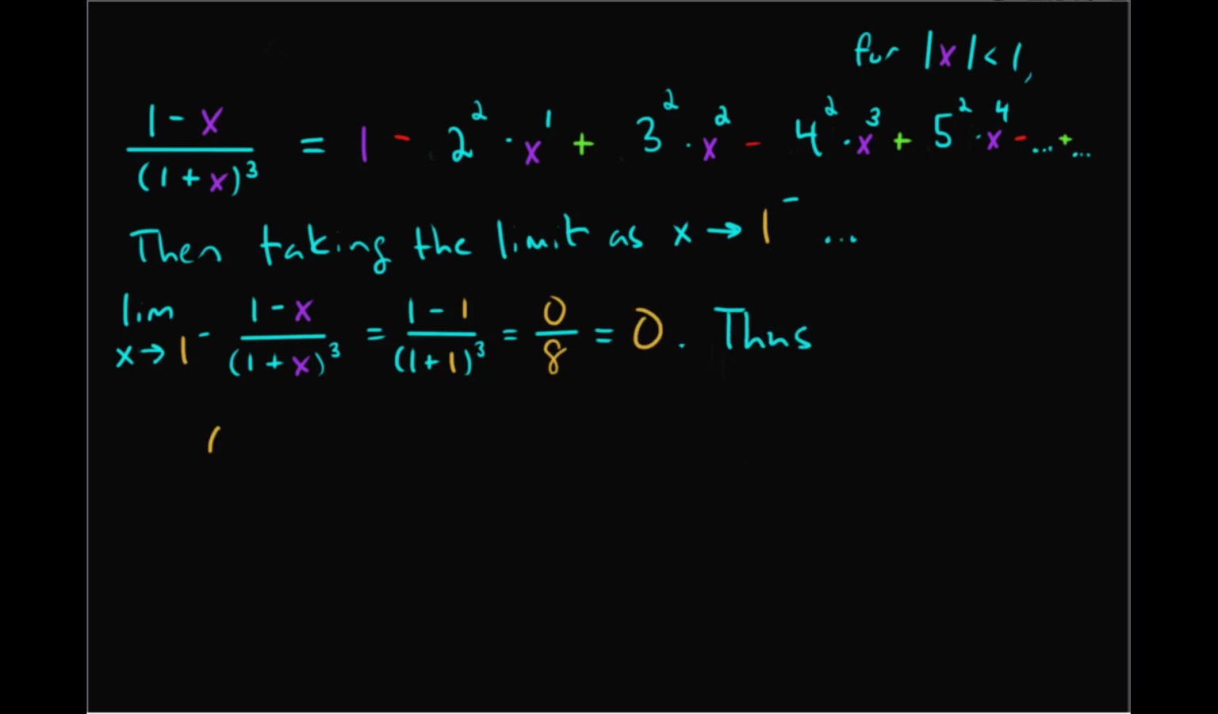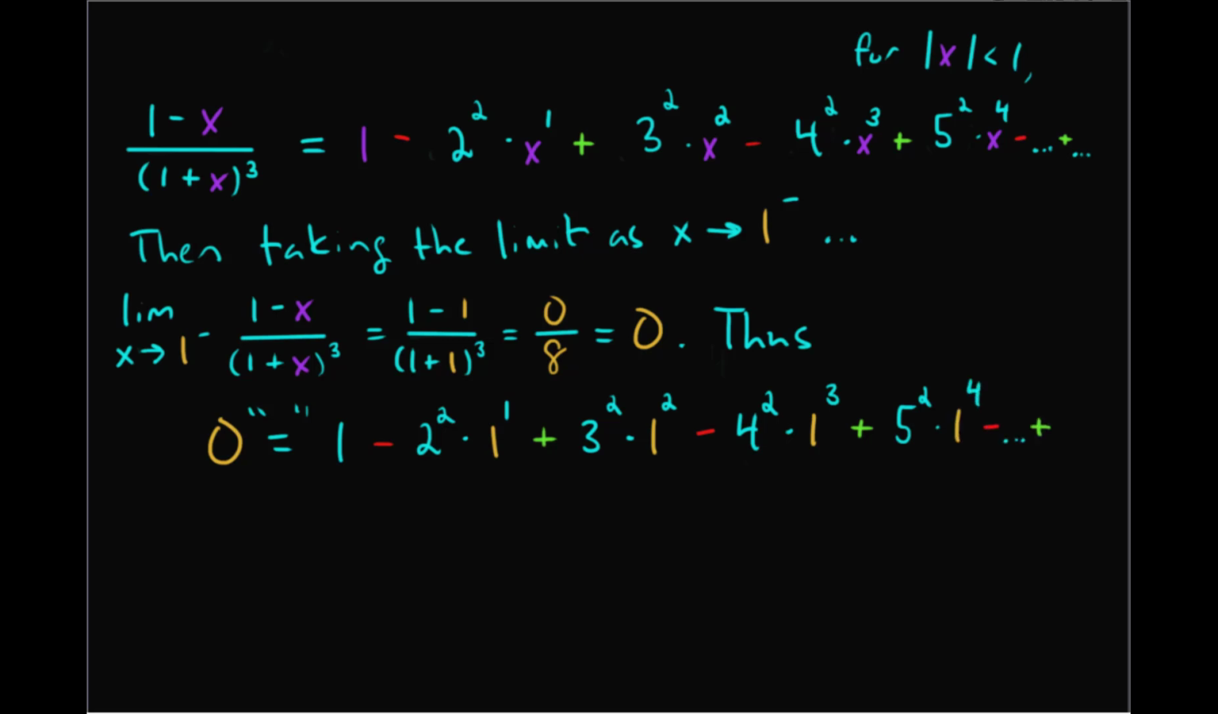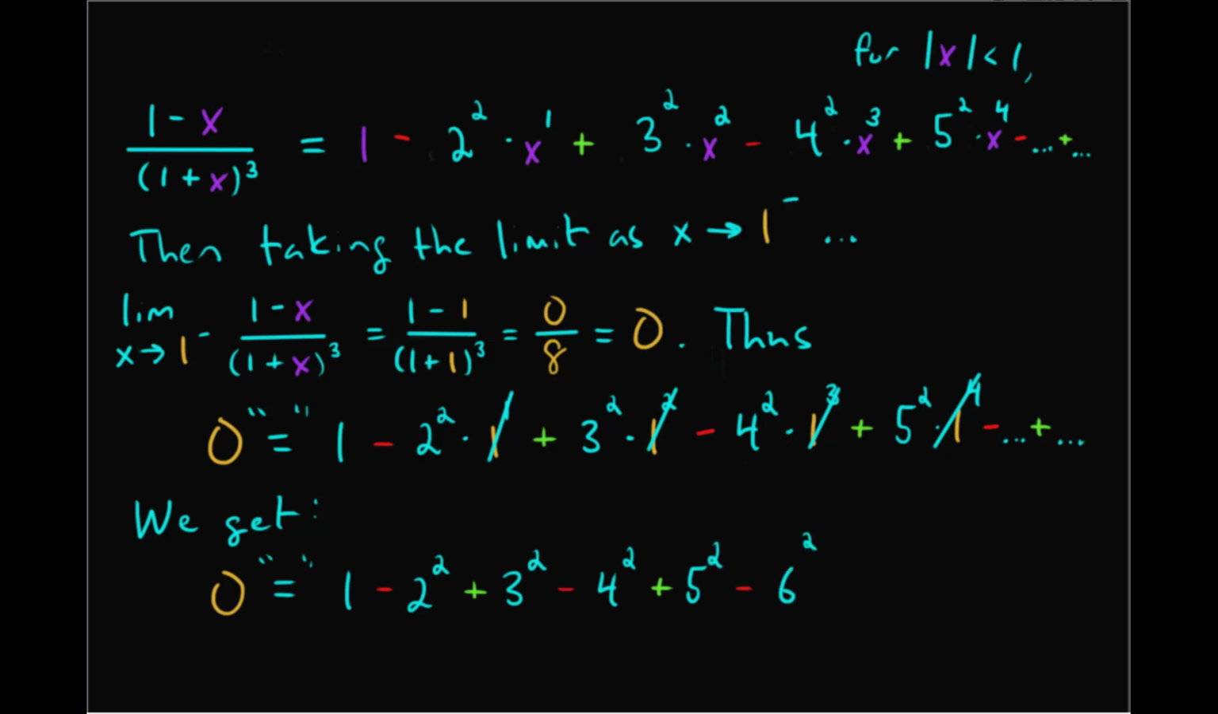So now when we take the limit in our series, now obviously the series actually diverges, but if we set x equal to 1 here, we get 0 equals, in our generalized sense, 1 - 2² · 1¹ + 3² · 1² - 4² · 1³ + 5² · 1⁴ - ... + ... The 1's raised to exponents just cancel out, and we're left with 0 equaling, in some generalized sense, 1 - 2² + 3² - 4² + 5² - 6² + ... - ... All right, let's do just one more.